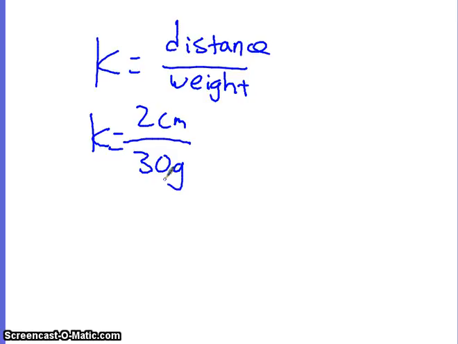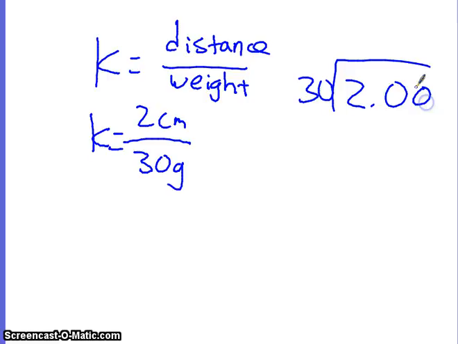Well, what is 2 divided by 30? I don't think it's 15. Use your decimals. Is it 0.6? 0.06? Yeah, it's repeating. You gotta use your decimal.